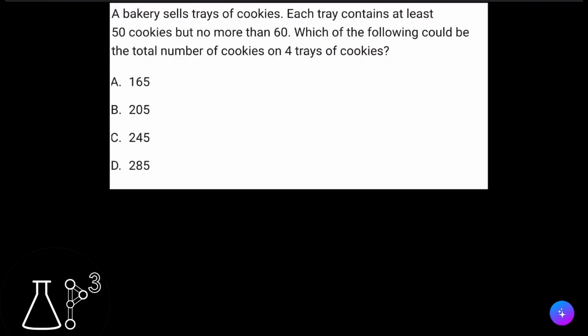Let's do a different question now. A baker sells trays of cookies. Each tray contains at least 50 but no more than 60. Which of the following could be the total number of cookies on 4 trays of cookies?